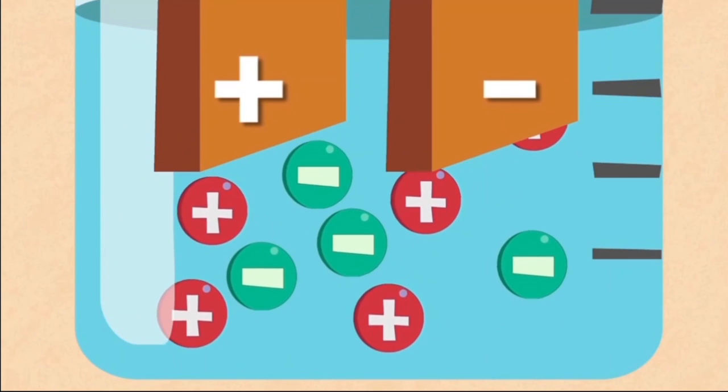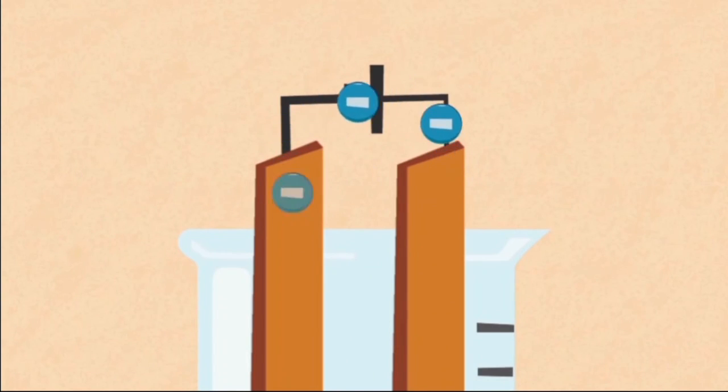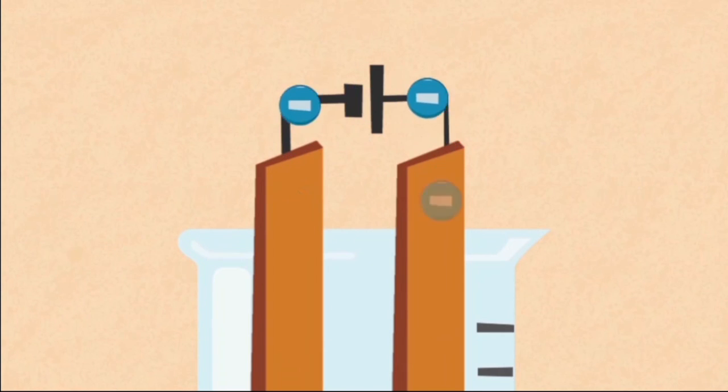When the current flows in the electrodes and the wires, it is the electrons that move and carry the electrical charge.